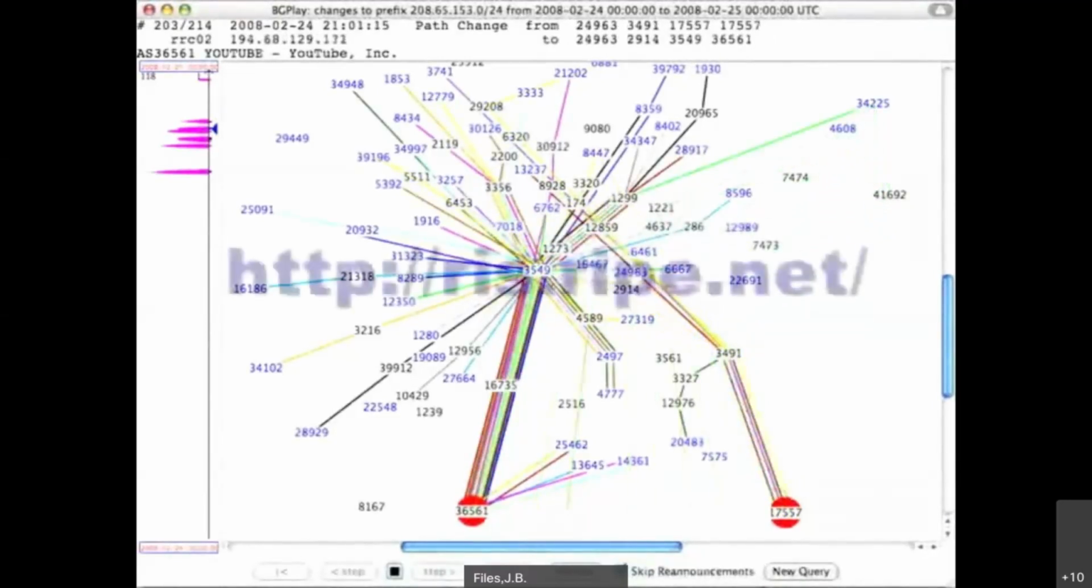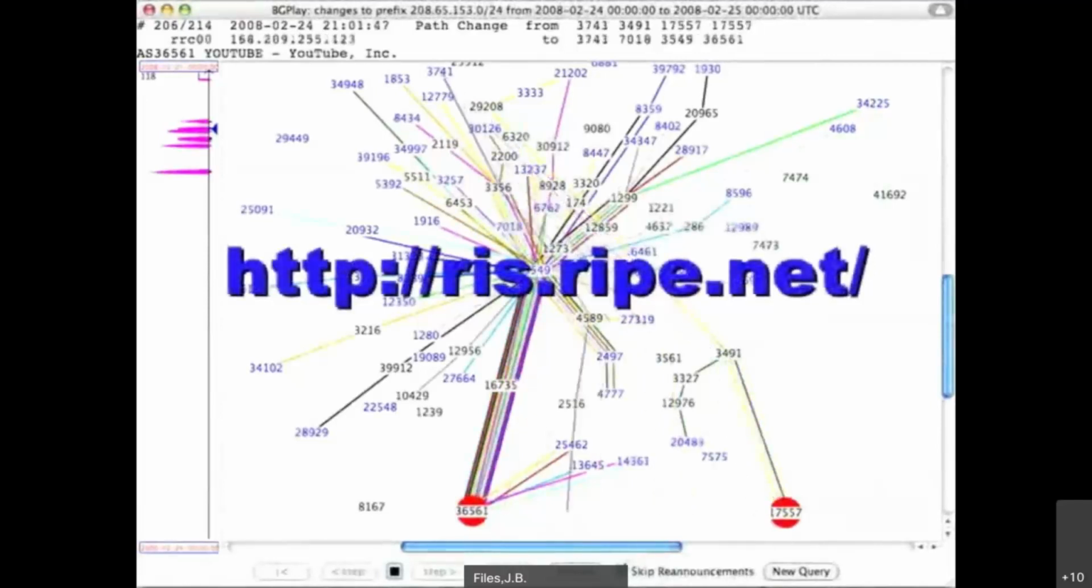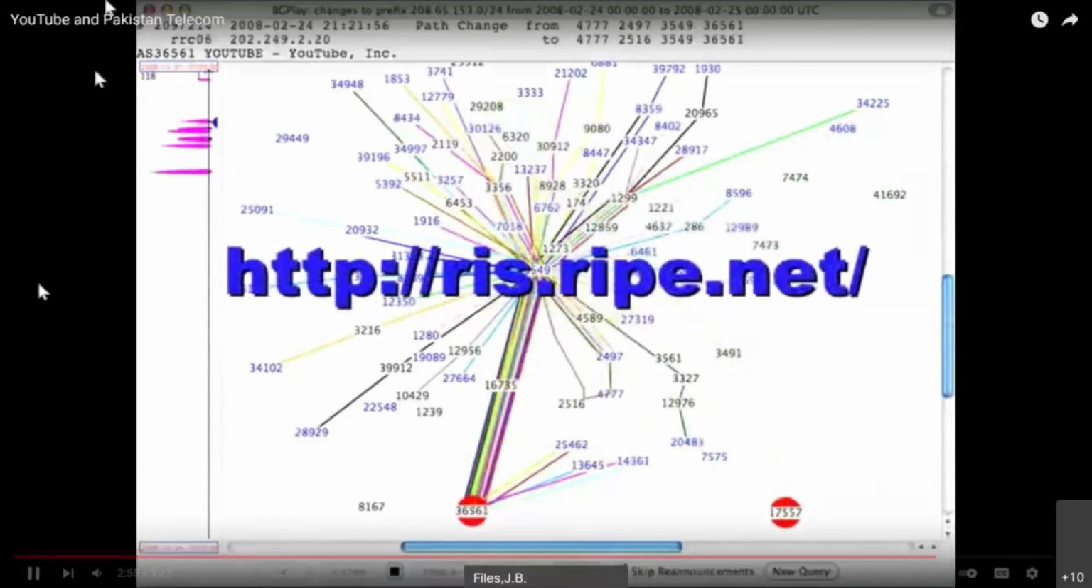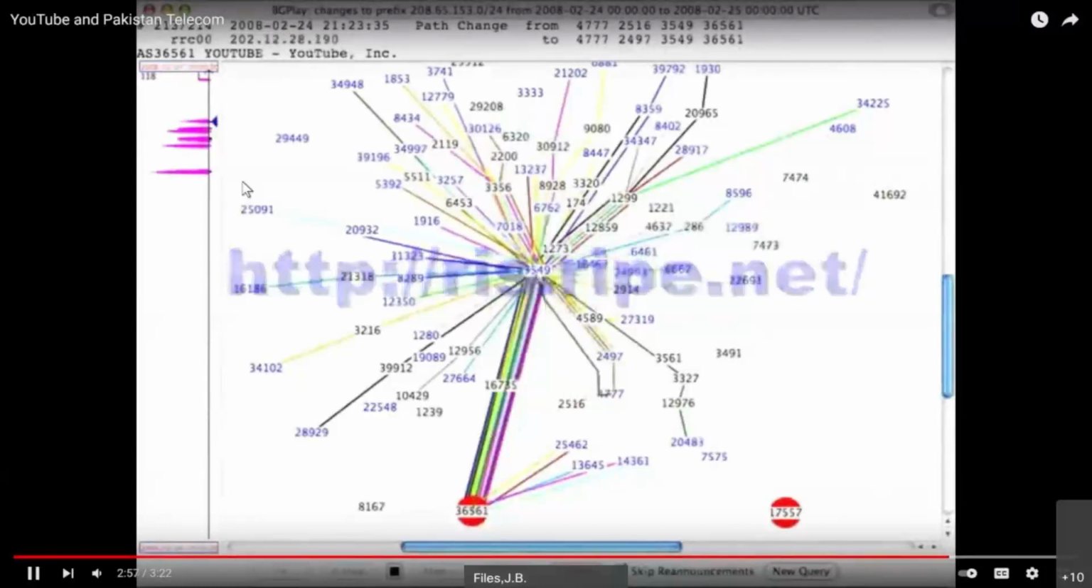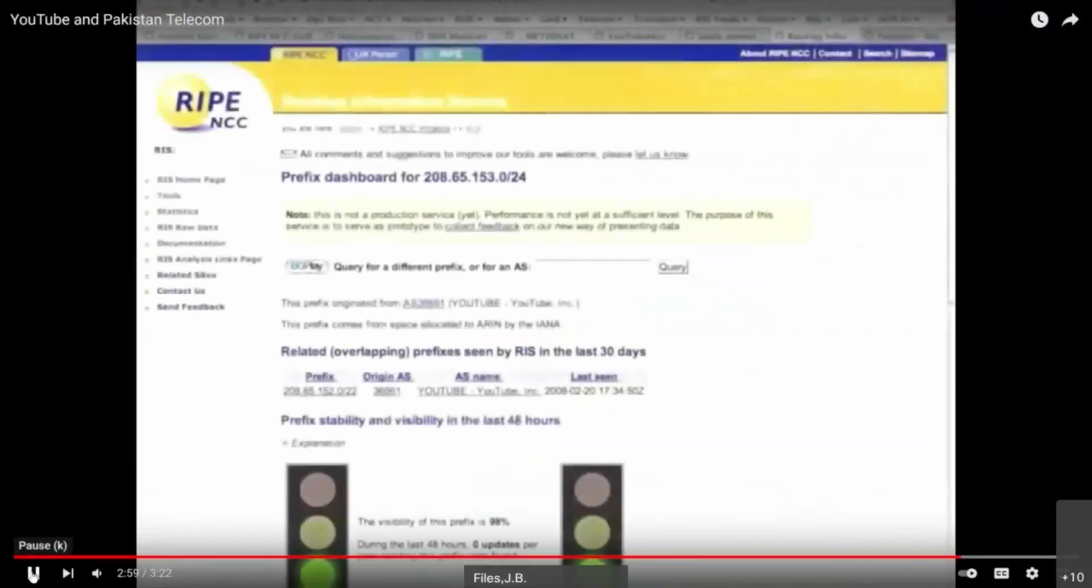These animations and many other tools are publicly available at ris.ripe.net. There are also prototypes of new services.